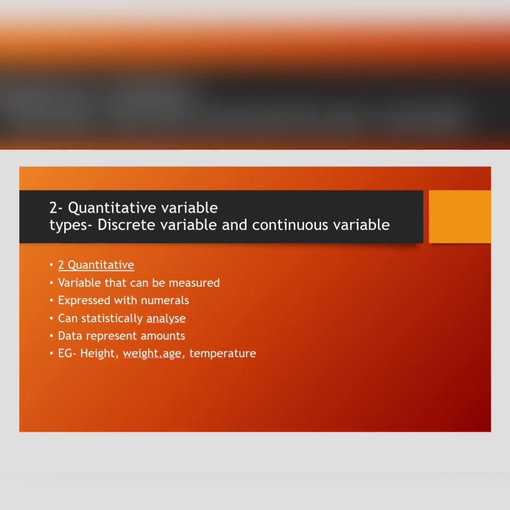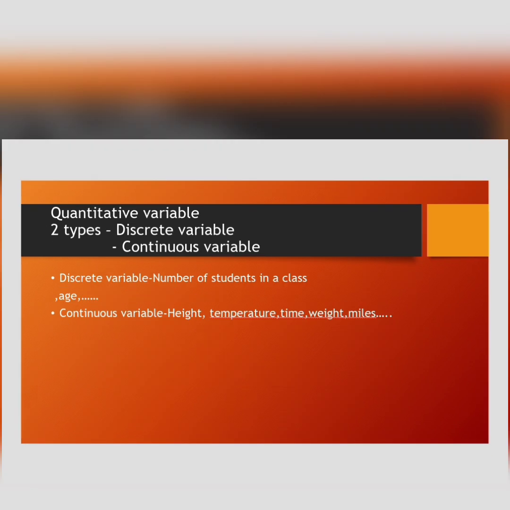Next one, quantitative variables. These are variables that can be measured or expressed with numerals, and can be statistically analyzed. Data represents amounts, for example, height, weight, age, temperature, etc. Quantitative variables are discrete variables and continuous variables.